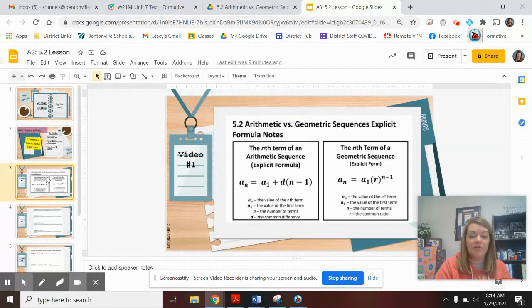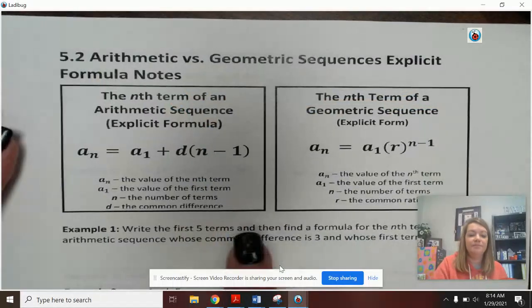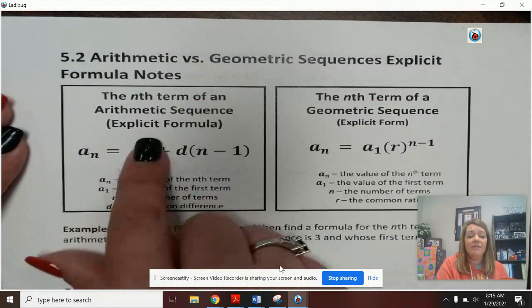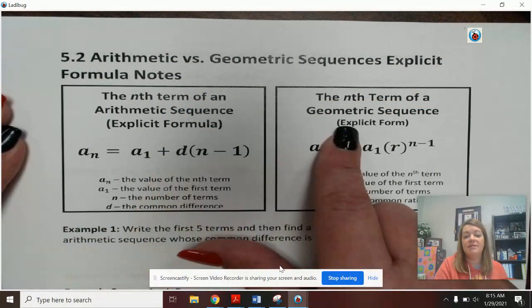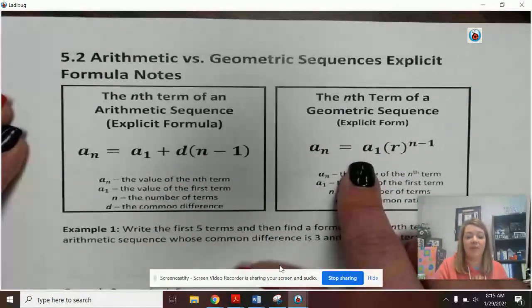The top part of the notes has the formulas, and they're right here. I put them big so that you could refer back to this slide if you needed to. Okay, so this is the arithmetic sequence explicit formula. This is the geometric sequence explicit formula.